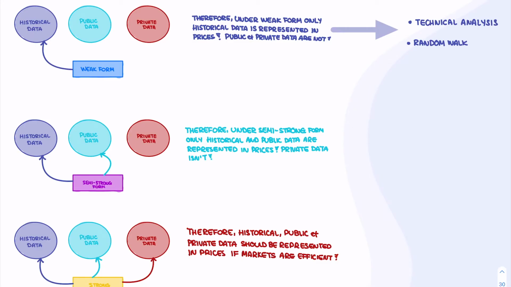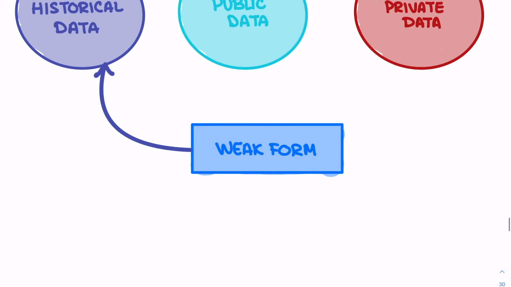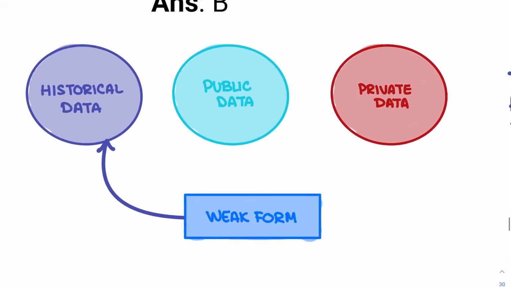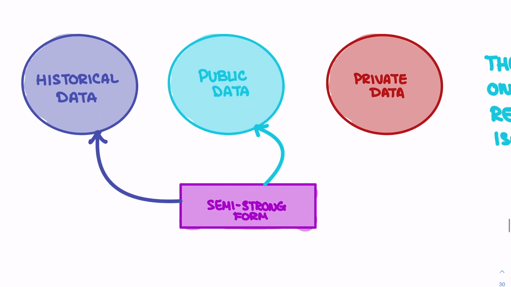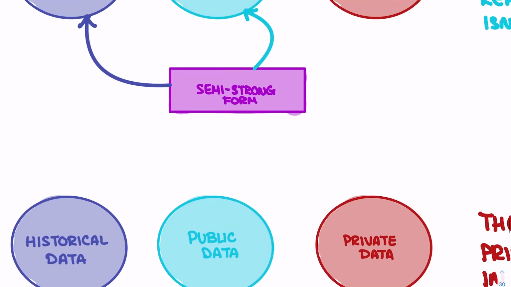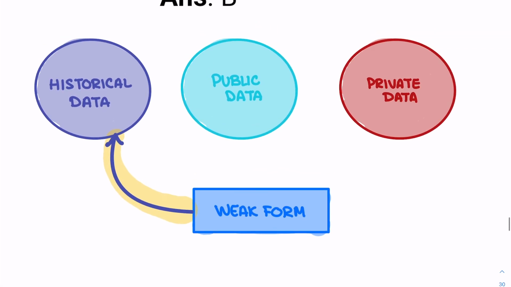As you can see on our graph, the first form is weak form. Weak form essentially says that only historical data is represented in the prices on the market. What I'm trying to do here is represent, with my arrows, what is being represented in the stock prices. This is done for all the forms, so semi-strong form has 2 arrows and strong form has 3 arrows. Now we're going to break down what these arrows mean and how they relate to weak form and semi-strong.